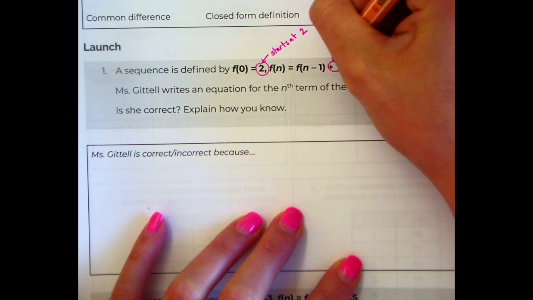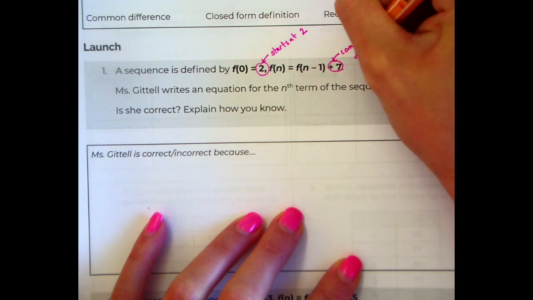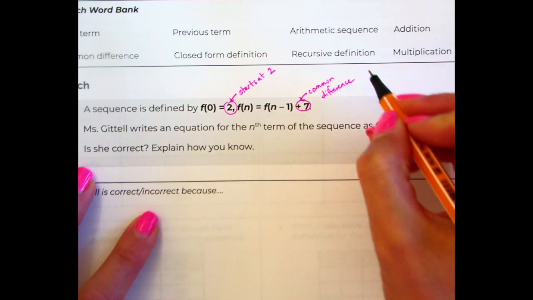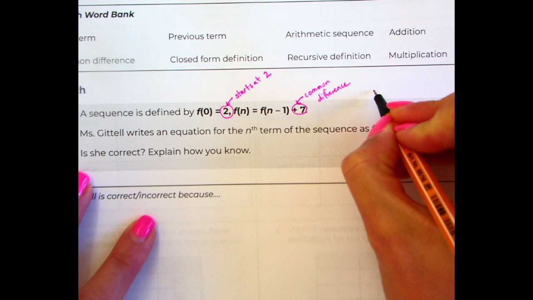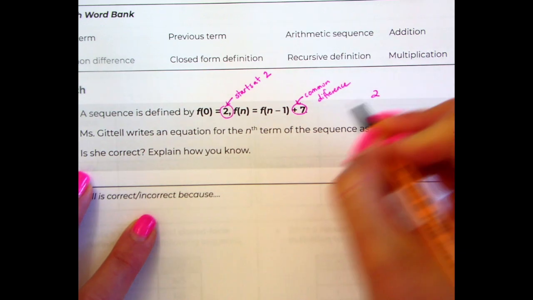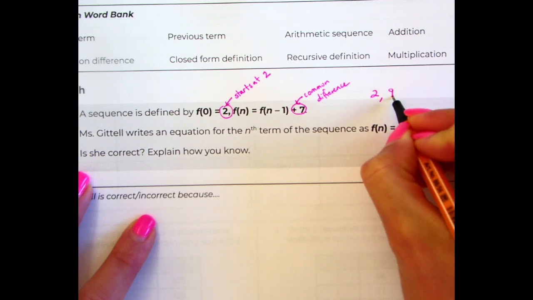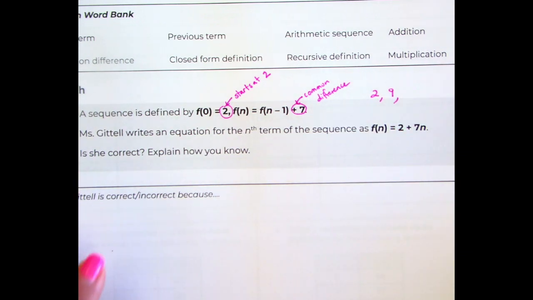If I would actually write the sequence, it would look like 2 would be the first term, and then I would add 7 to get to the next term. So 2 plus 7 would be 9. And what I did there, I took the initial term, and then I'm adding 7 to get to the current term. 9 plus 7 would be 16, and then I could just keep going. But that's not really what the question's asking me to do.